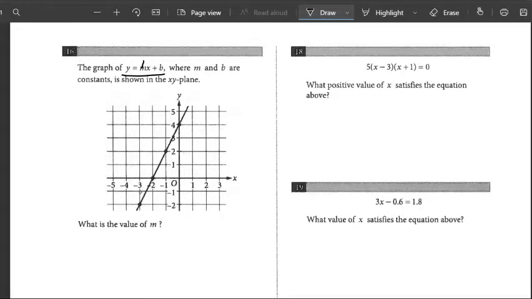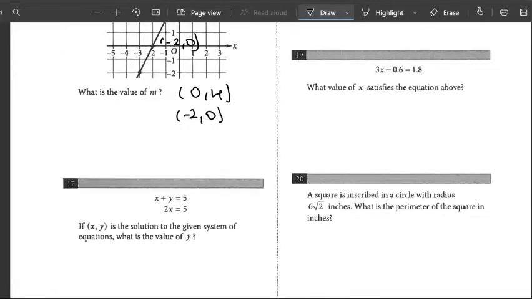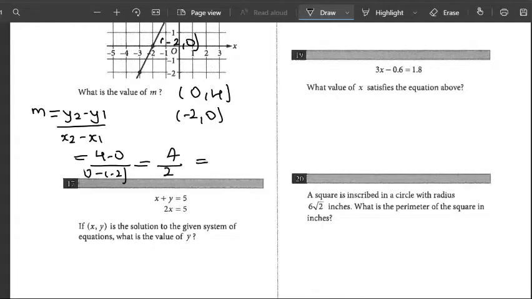Let's take 2 points. Over here, x is 0, y is 4. Over here, x is minus 2, y is 0. Let's write this down over here. 0, 4, minus 2 and 0. M is equal to y2 minus y1 by x2 minus x1, which is equal to 4 minus 0 upon 0 minus of minus 2, which is equal to 4 by 2, which is equal to 2. So that's the value of m.